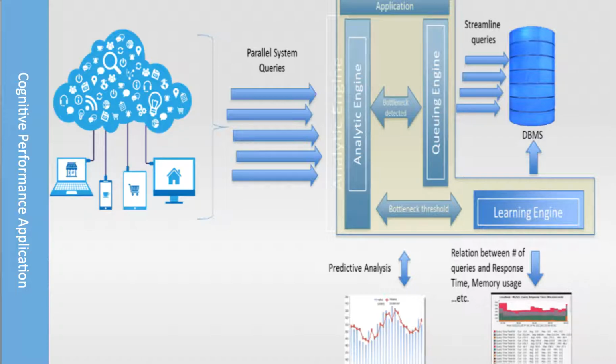The analytic engine is more like an early alert mechanism. It keeps watching the demand and the different relations that could lead to a high demand on the system, such as shopping seasonality or weather conditions. And then the queuing engine is our rectifying mechanism that will stream down the requests on the database when there is a high demand or when the performance threshold has been reached.